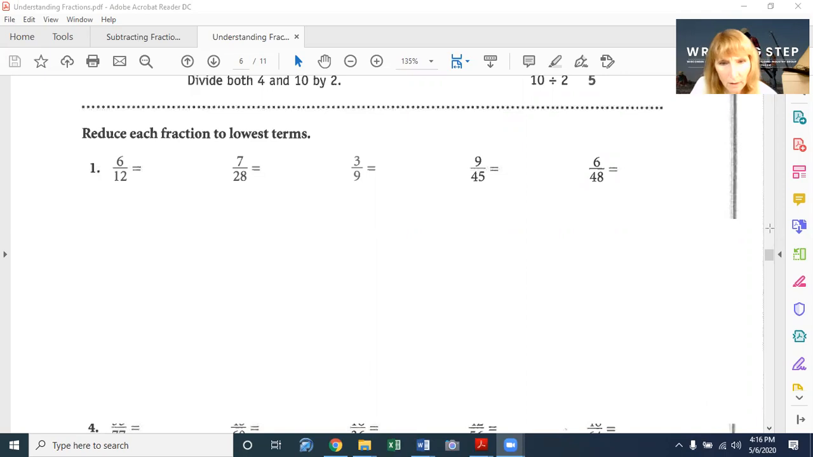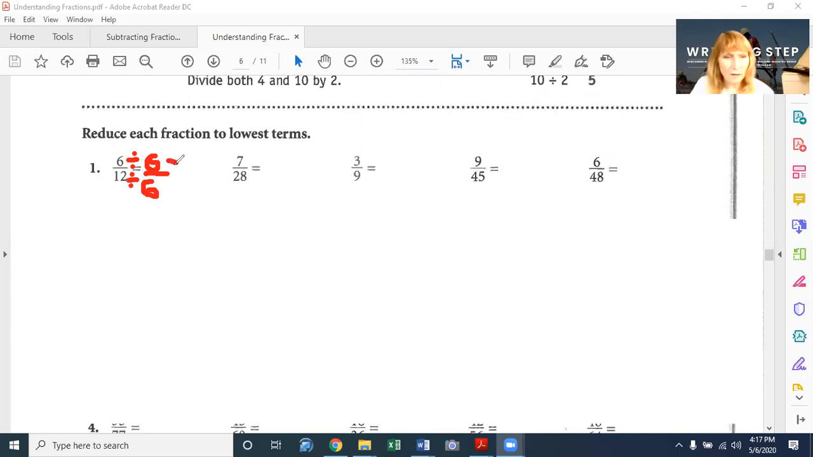So we have to find a number that will divide into both the top and the bottom. It has to be the same number. So we know that 6 will divide into 6, right? And we also know that 6 will divide into 12, right? So we can divide the top and the bottom, and make a little division sign here, top and the bottom by 6.